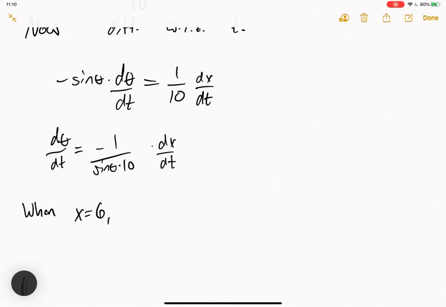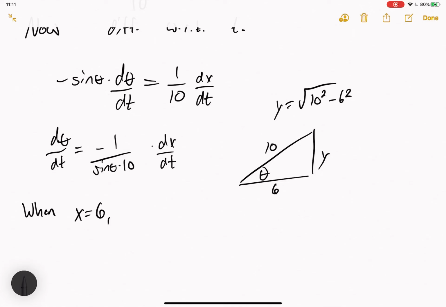So if we look just back at the triangle real quick, I'm just going to draw a rough sketch. This was our angle theta. This is equal to 6. This is equal to 10. So if this right here is our y, then we know y is equal to the square root of 10 squared minus 6 squared, because basically we have x squared plus y squared is equal to 10 squared. That's just the Pythagorean theorem. We can use that to solve for y. And what we get is the square root of 64, which is equal to 8. So that is equal to 8.